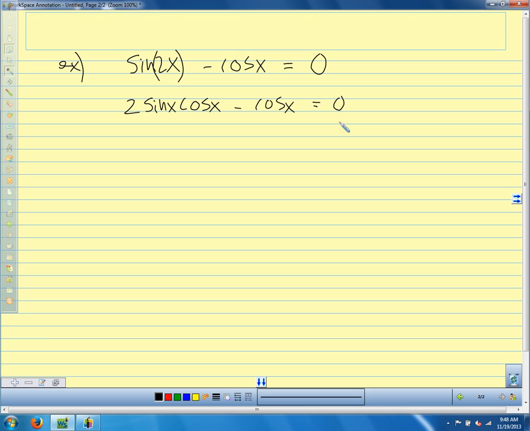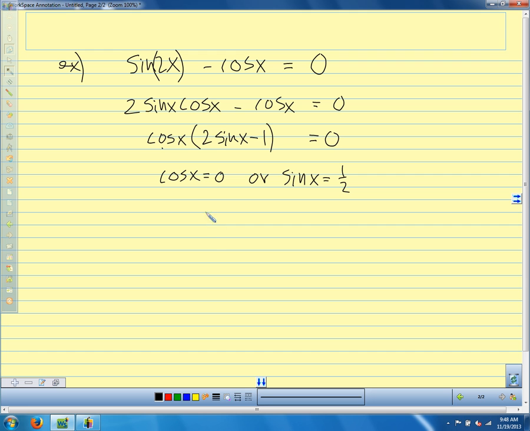Factor. We're going to factor the cosine. So I'm going to factor that cosine x out. I'm left with 2 sine x minus 1, and that equals 0. And now we're home free. This tells us that cosine x equals 0, or if I set this equal to 0, I get sine x equal to 1/2.